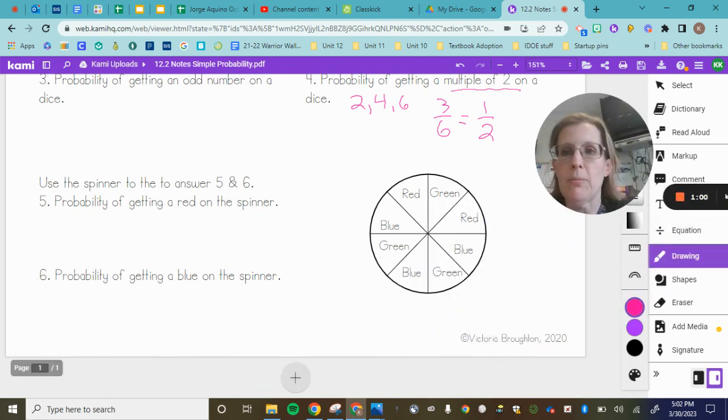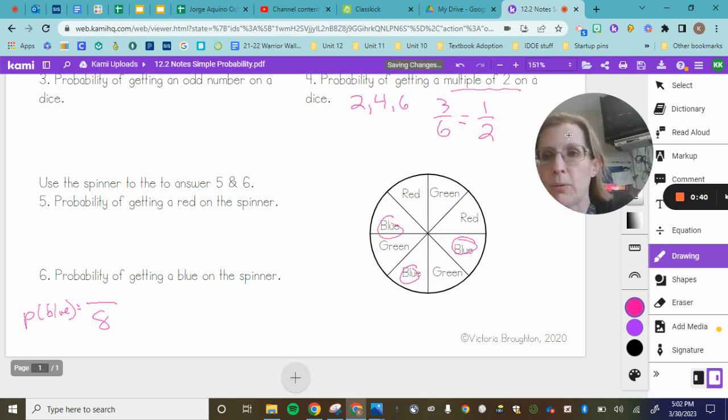So number 6, the probability of getting a blue on a spinner. So I look at my spinner. I see there's 1, 2, 3, 4, 5, 6, 7, 8. There are 8 things that you could do. So the probability of a blue one is, now how many blue ones are there? 1, 2, 3. So there's 3 blue ones. So probability of getting a blue one is 3 out of 8, which does not simplify. So that would be 3 out of 8.